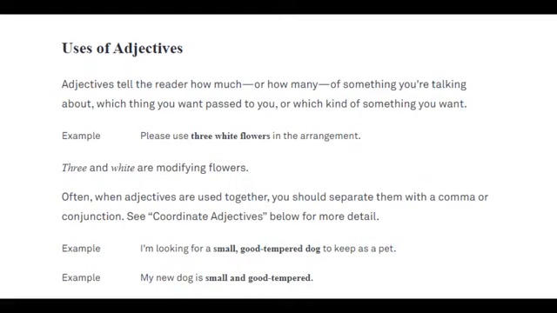Often, when adjectives are used together, you should separate them with a comma or conjunction. See coordinate adjectives below for more detail. Two examples are given here. First example, I am looking for a small, good-tempered dog to keep as a pet. Here small, good-tempered, both are adjectives. Between them we have given a comma. Next example, my new dog is small and good-tempered. Here, small and good-tempered both are adjectives, but we have separated them by using and. So these were the uses of adjectives.